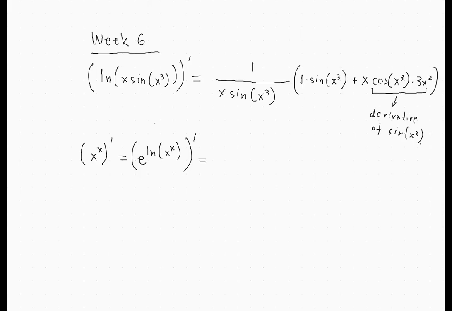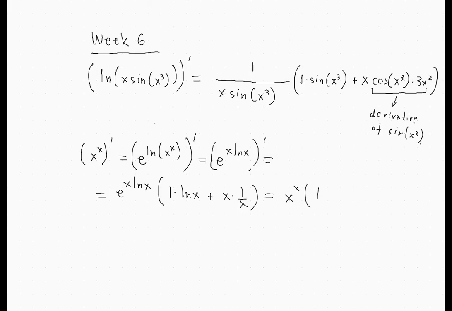And here you can use the chain rule, and that would give you e to the x ln x times the derivative of x ln x, which is what? 1 times ln x plus x times 1 over x. You can leave this as it is. I mean, the differentiation is over. You can simplify it. The first thing is x to the x, and then you have ln of x plus 1. Okay, so that's how you can do this.